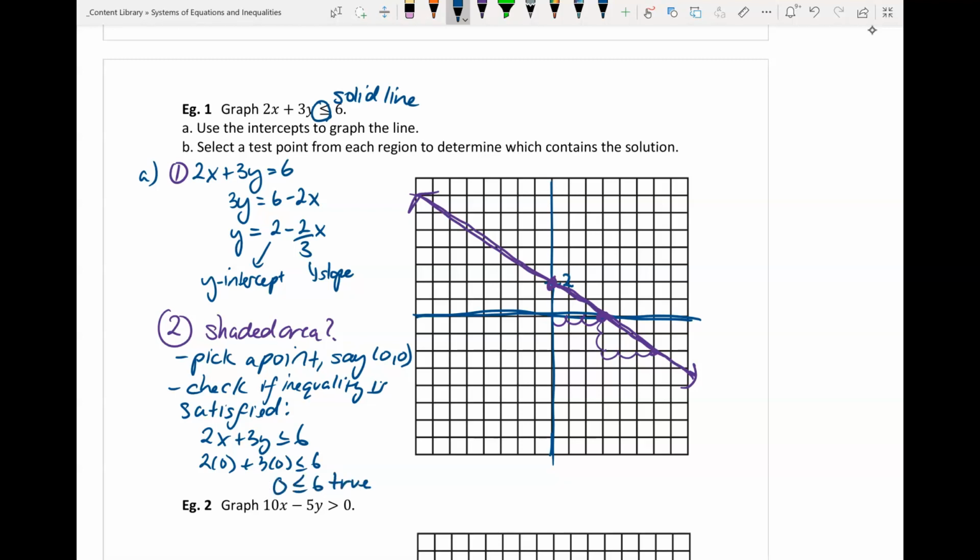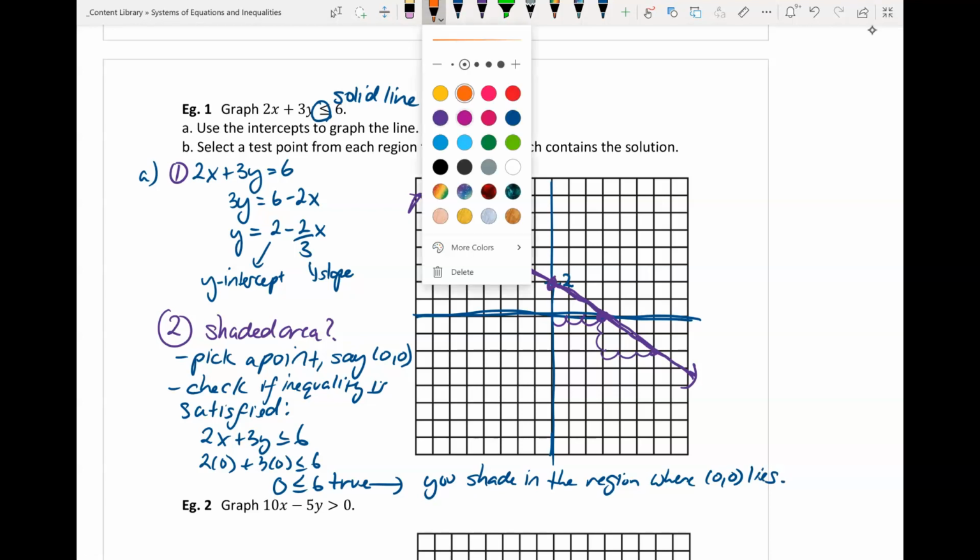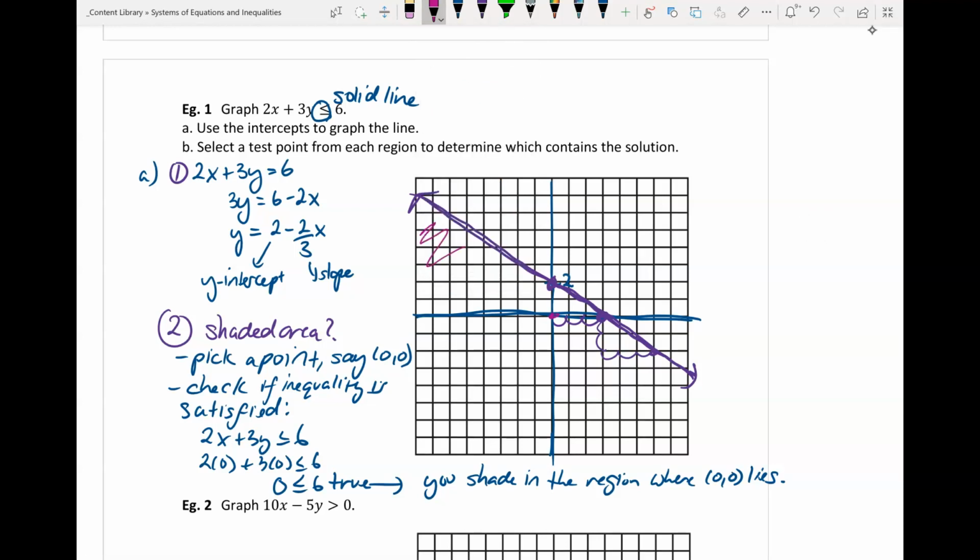This is true. When it's true, you're going to shade in the region where that point you picked lies. So we're going to shade in the region where 0, 0 lies. And that is going to be on the bottom portion of our line. So 0, 0 is here, that means we're going to shade in this entire region here. And then that would be our answer.